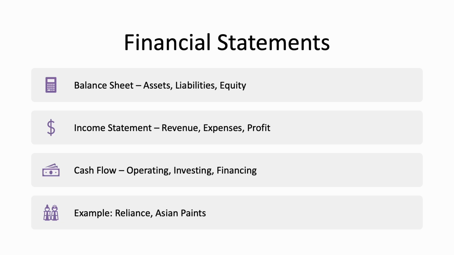Putting it together. Now, why do we need all three? Because they complement each other. The balance sheet shows what you own and the income statement shows whether the business is profitable. The cash flow statement shows whether the profit is turning into real cash. Looking at just one is dangerous.